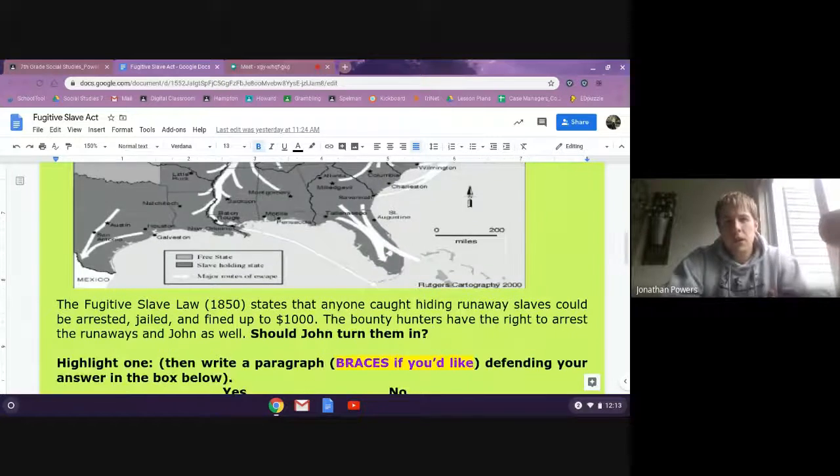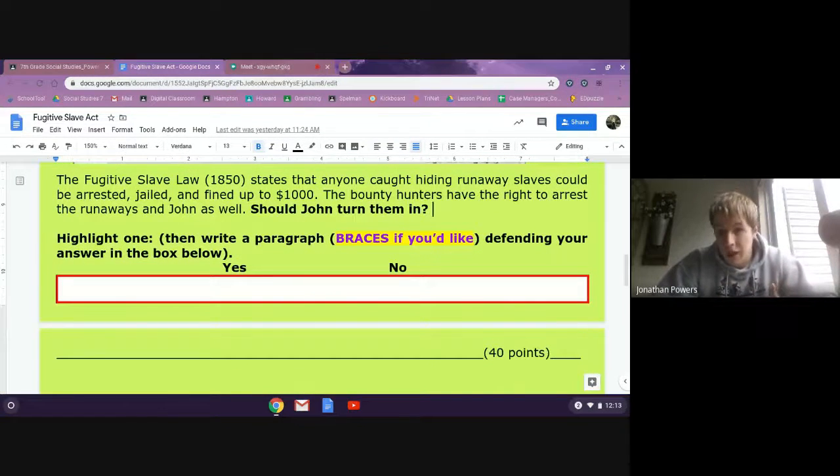The Fugitive Slave Law in 1850 states that anyone caught hiding runaway slaves could be arrested, jailed, and fined up to $1,000. Remember, $1,000 is a lot back then. The bounty hunters have the right to arrest the runaways and John as well. So, the decision here is, should John turn them in?